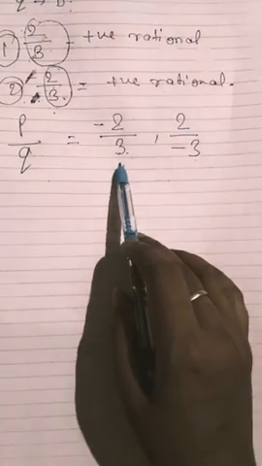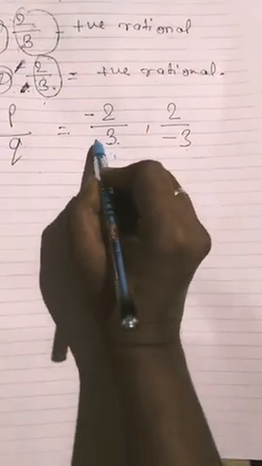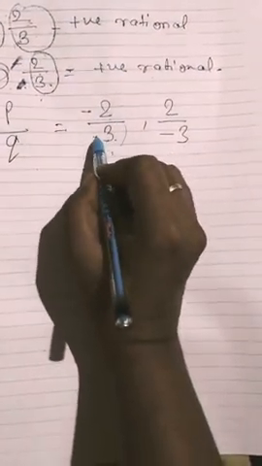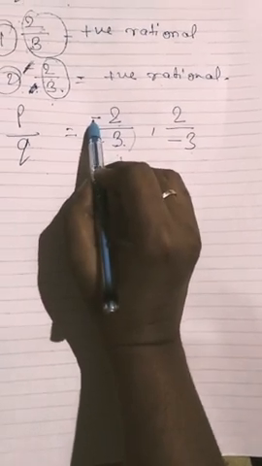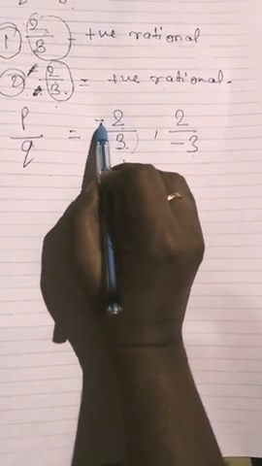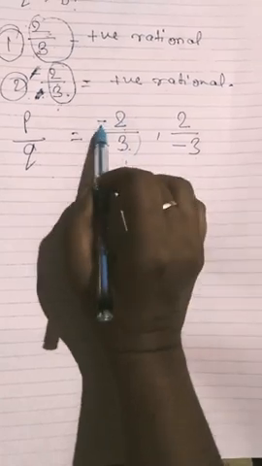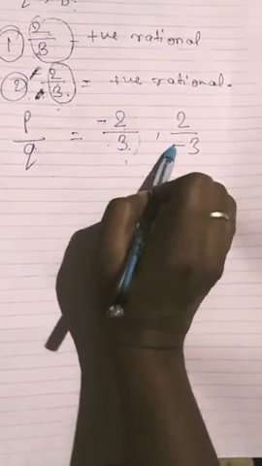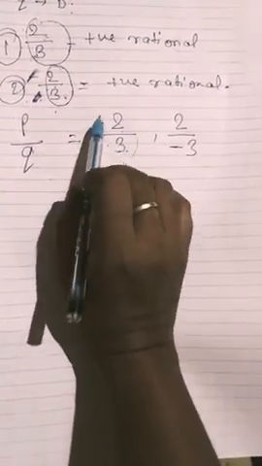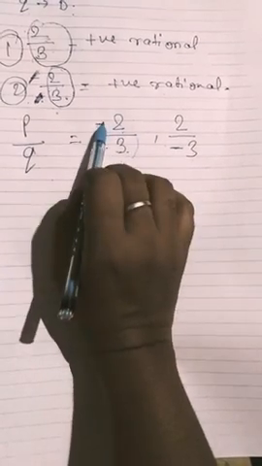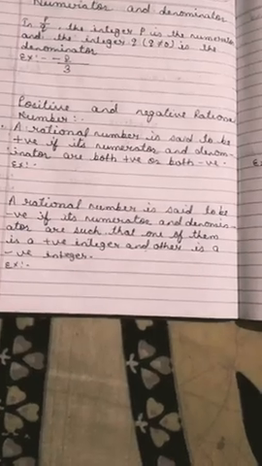Why is it a negative rational number? Because one integer is positive and the second one is negative. So only one negative sign is over here. That's why here also, numerator negative, denominator positive, so only one negative sign is over here. That's why this is called a negative rational number. Okay. Next one is equivalent rational numbers.